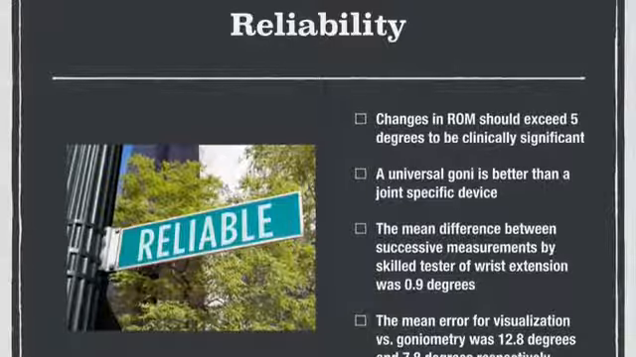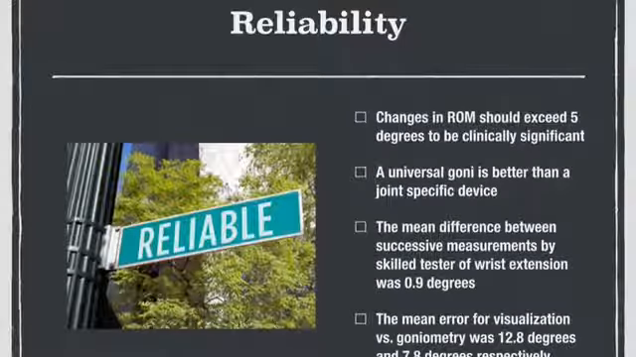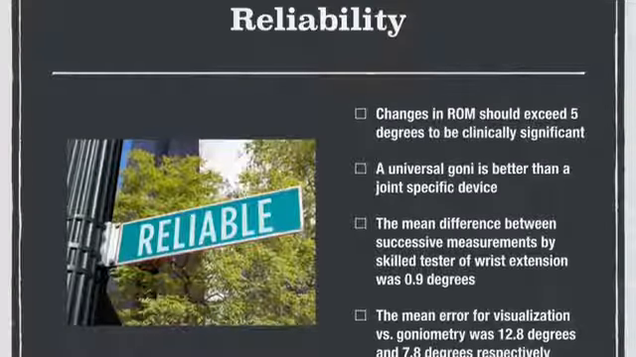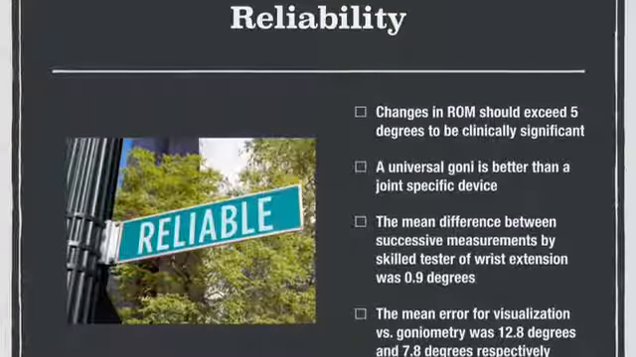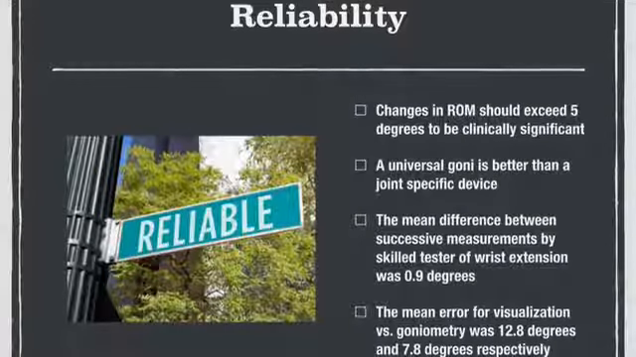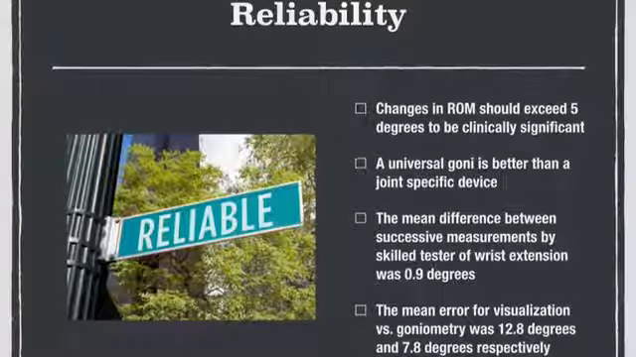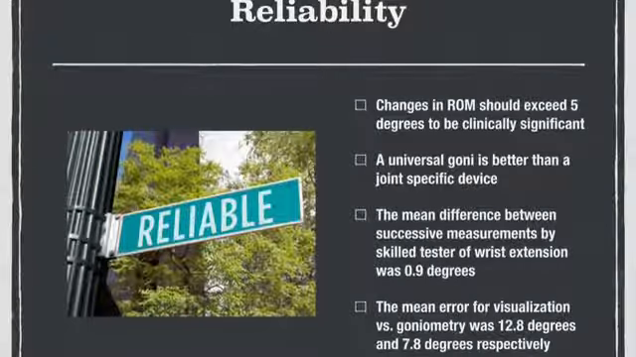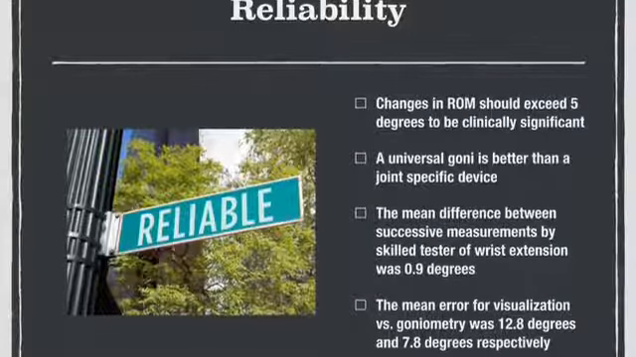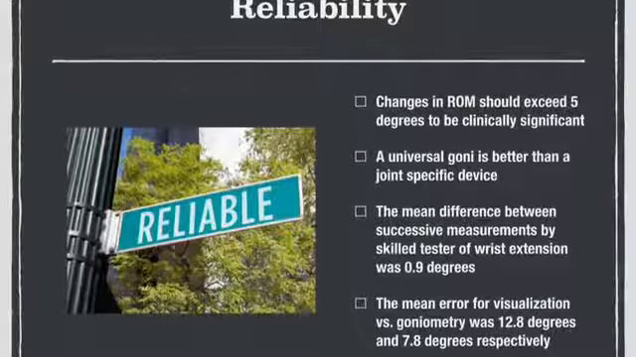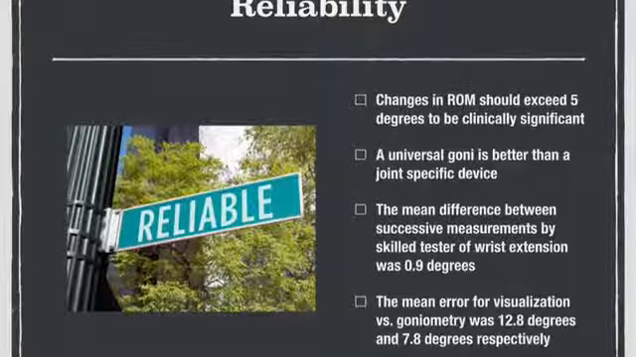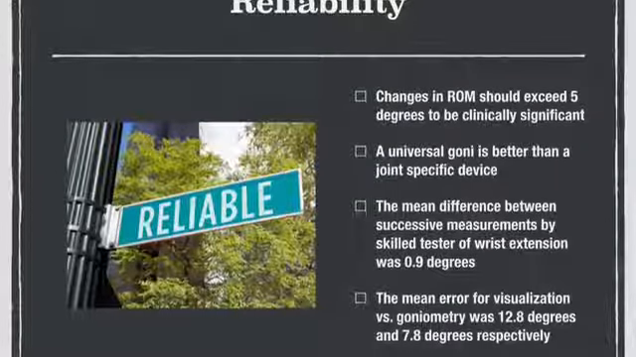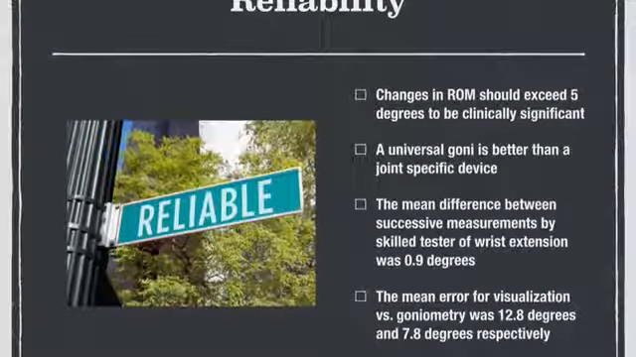Reliability is the repeatability of a measurement. For wrist extension, changes in range of motion should exceed 5 degrees to be clinically significant. Also, a study found that universal goniometer is better than a joint-specific device. In addition, another article found that the mean difference between successive measurements by skilled testers of wrist extension was 0.9 degrees, so that's pretty reliable. Also, the mean error for visualization compared to goniometry was 12.8 degrees and 7.8 degrees respectively. So overall, it's a reliable measurement.